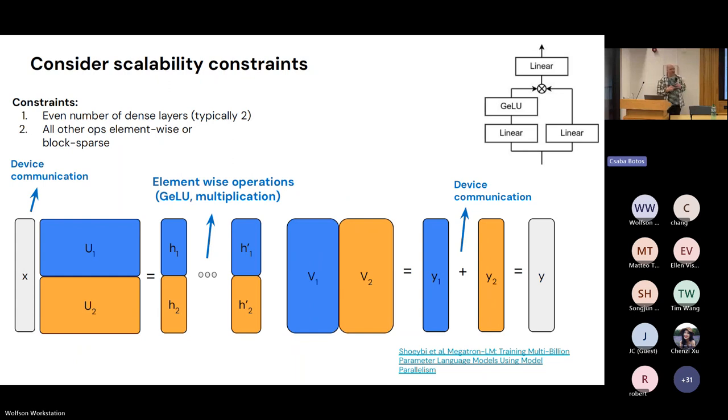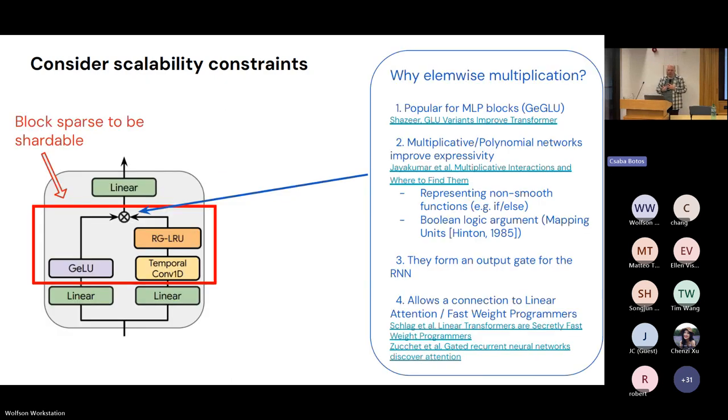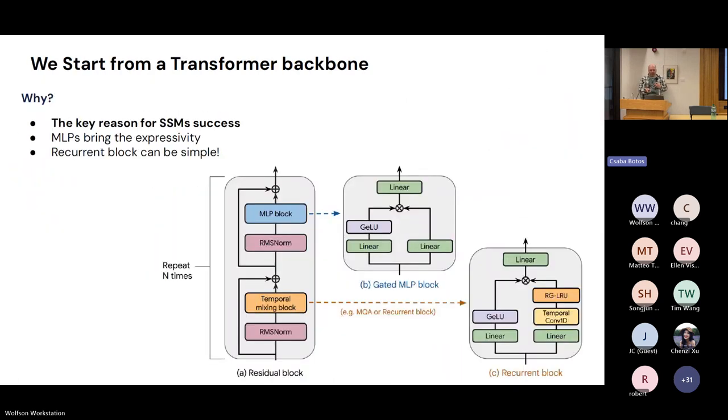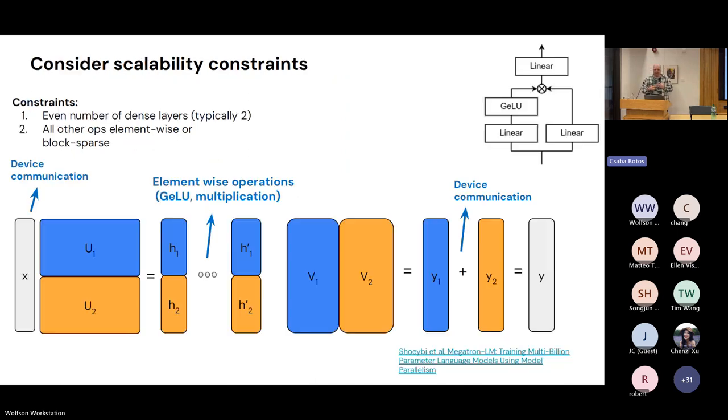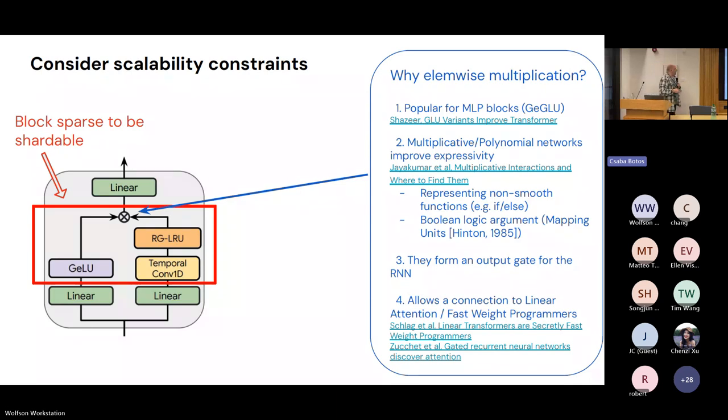So you have to have this even number of linear layers, and anything else needs to be element-wise or block sparse. In particular, if we look at our recurrent block, which is the new thing that we introduced, the MLP block that we have here already has an even number of linear layers, if you look at the depth, because these things are parallel. So we need to have the same for our recurrent block. What it means for us is that everything in this red rectangle needs to be shardable, block sparse or element-wise. So those are the restrictions that we're working with.